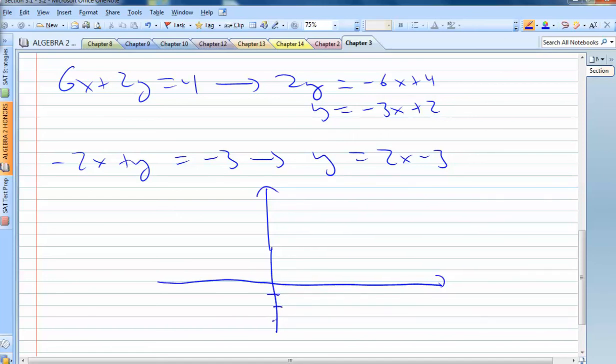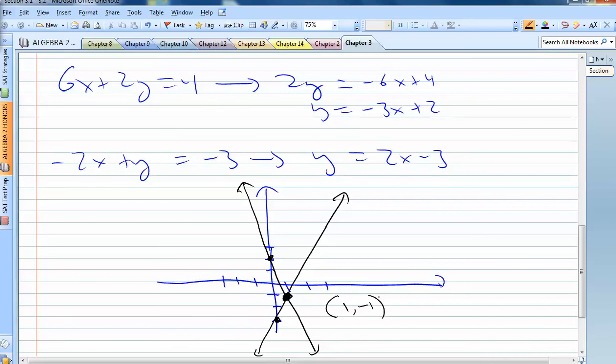So 1, 2, 3, 1, 2, 3. Okay. So negative 3 is right there, up to over 1. We're going to plot, we're going to now connect those 2 points. Negative 3x plus 2, y-intercept's 2, down 3, over 1. And it should be pretty obvious. That should be our point of intersection right there. So we get 1, negative 1.